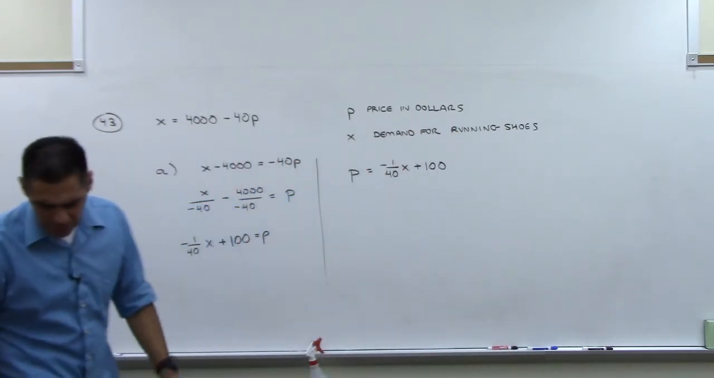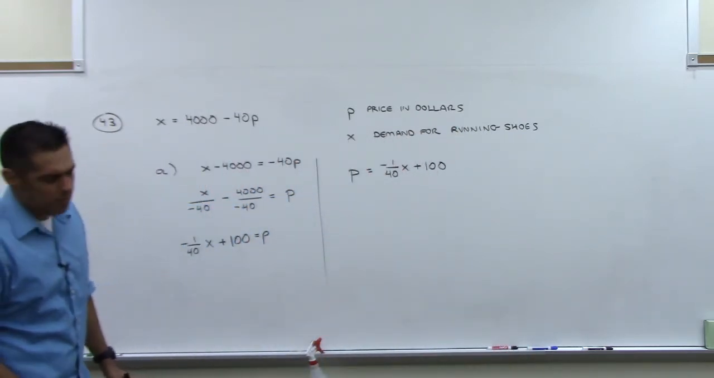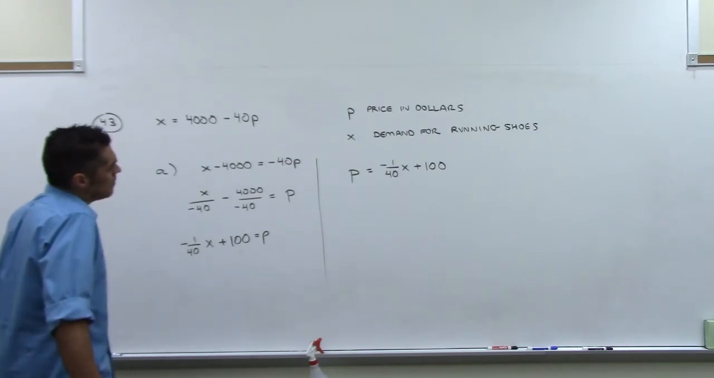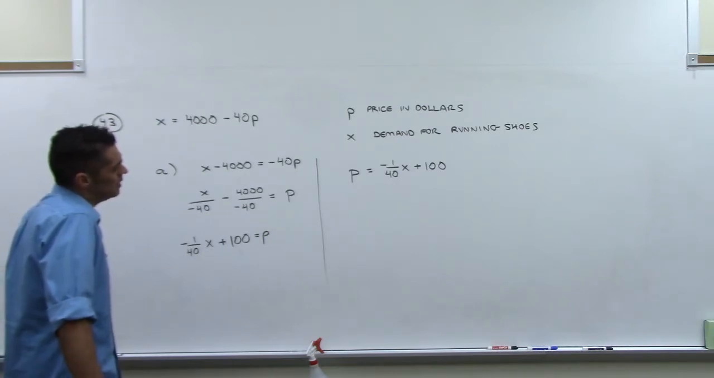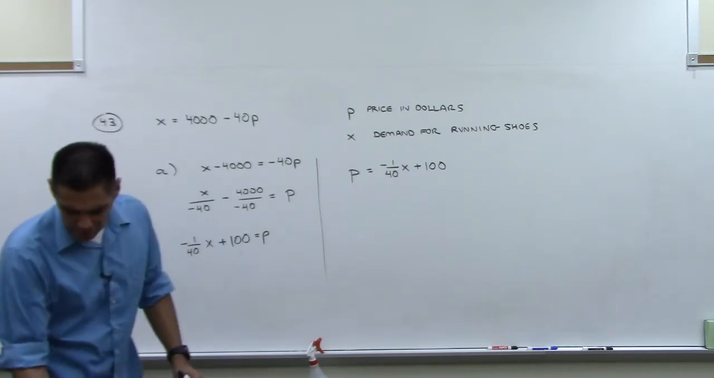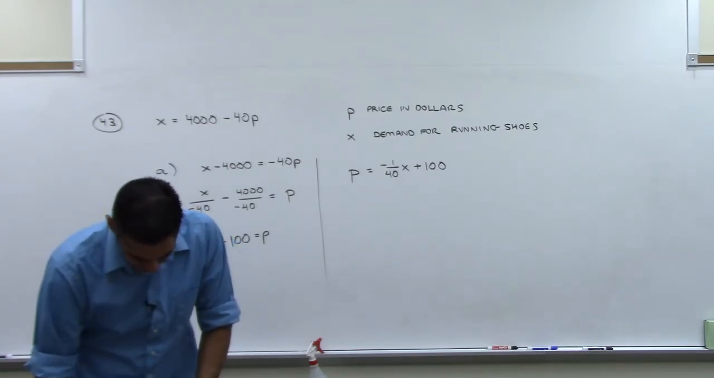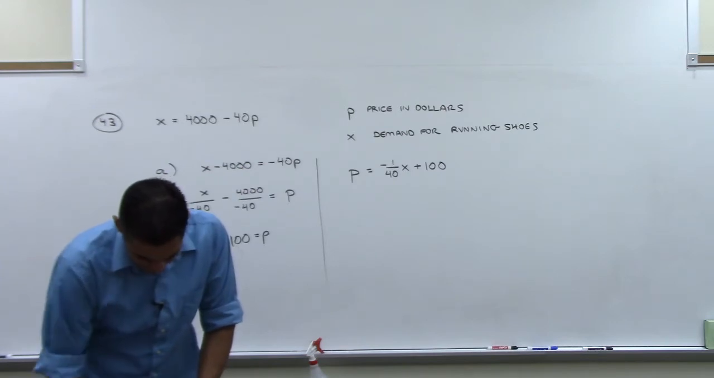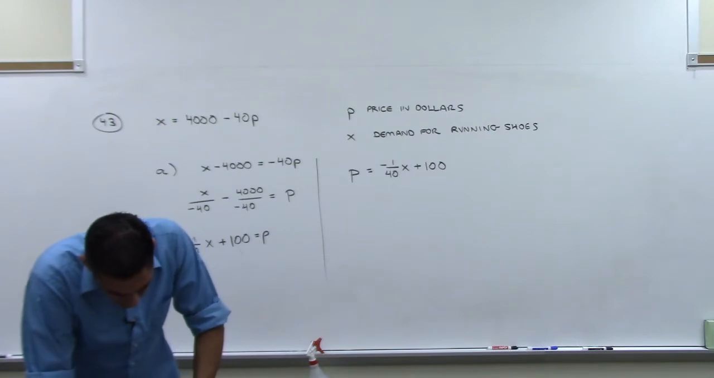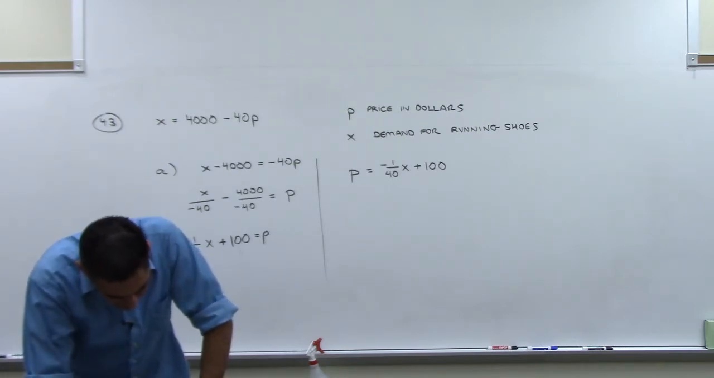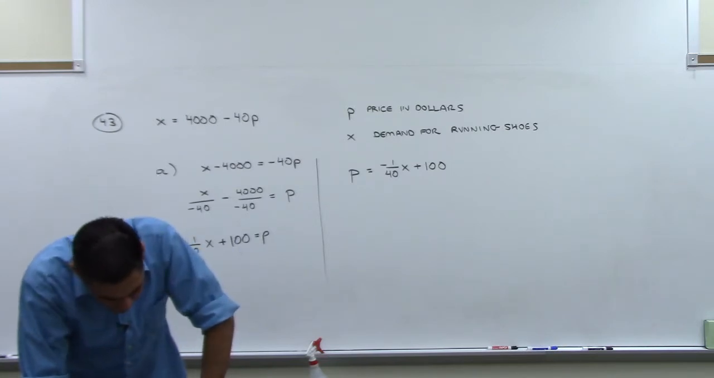So part A, express the price in terms of demand and find the domain of this function. So when we talk about domain here, think about it this way. Let me check something real quick. Something seems off here. What am I doing? Yeah, that's right. Okay.